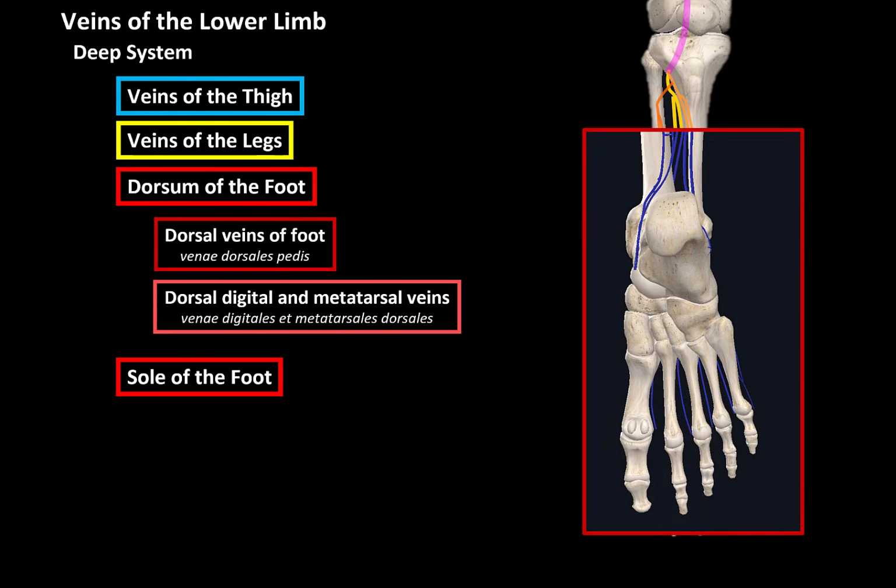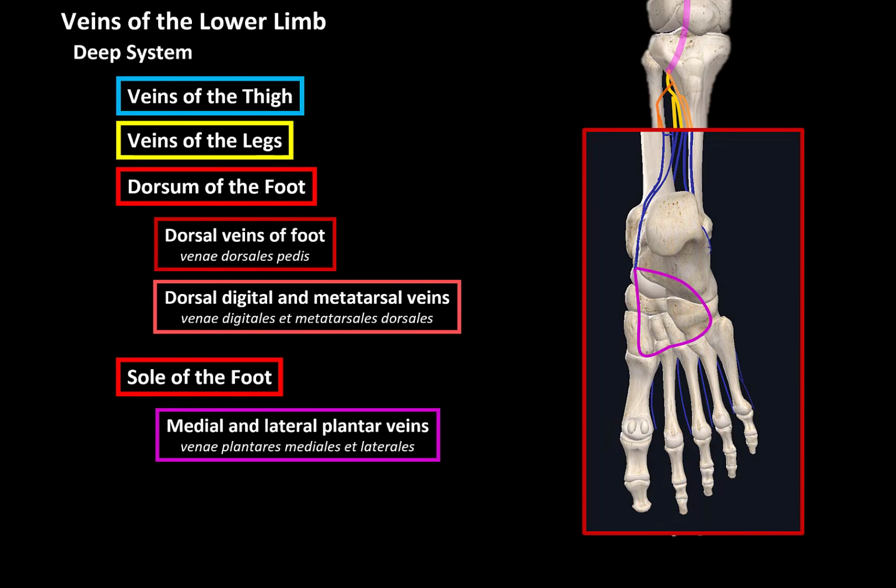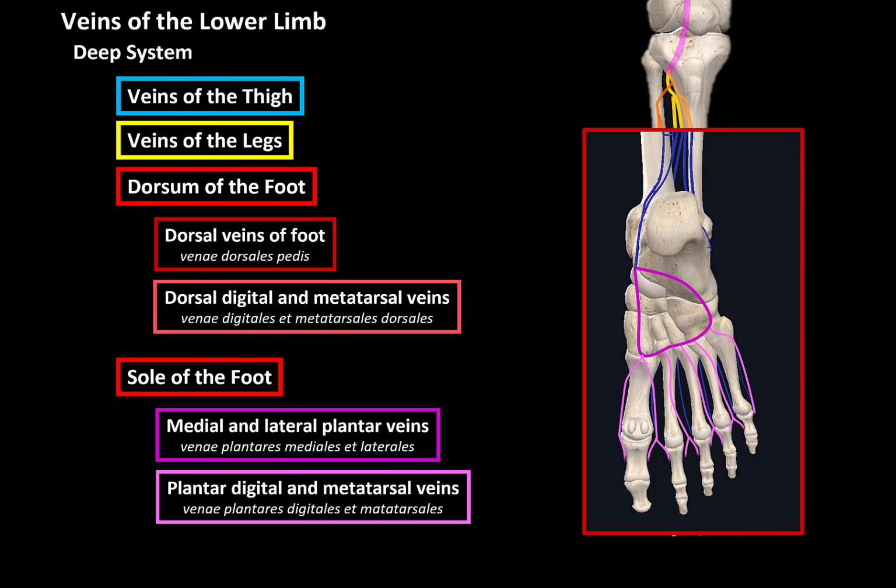On the sole of the foot, the posterior tibial veins will split into the medial and the lateral plantar veins, as you see here, and they will form the deep plantar venous arch, as you see here. And the deep plantar venous arch will receive blood from the deep plantar metatarsal and the deep plantar digital veins. It's kind of straightforward at this point, isn't it?